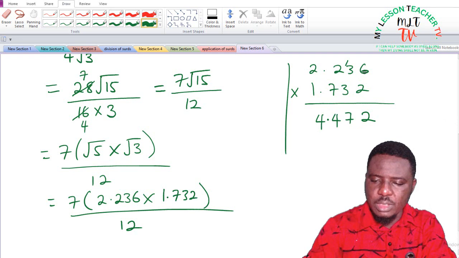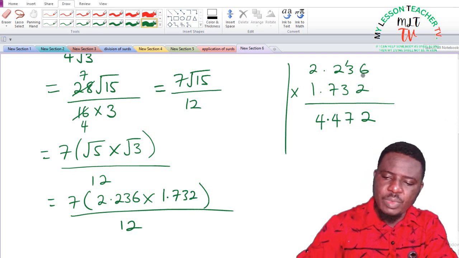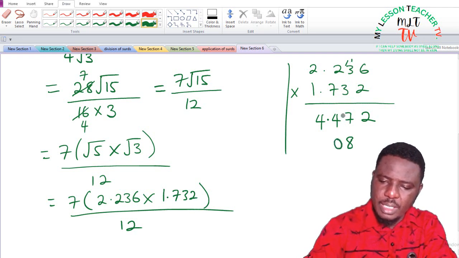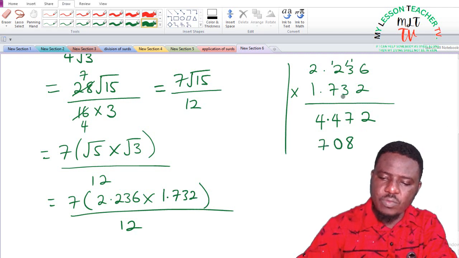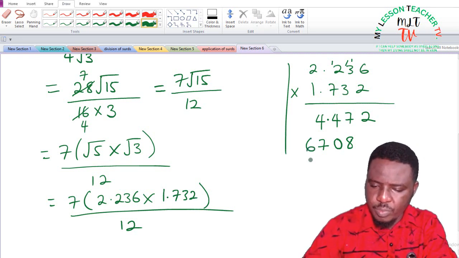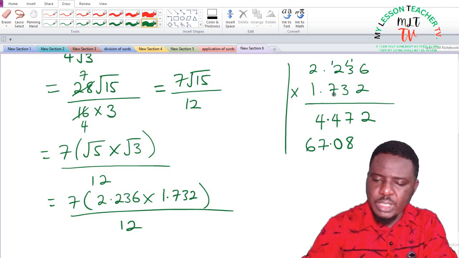3 times 6 is 18. You write down 8 and carry 1. 3 times 3 is 9 plus 1, 10. You write down 0 and carry 1. 3 times 2 is 6 plus 1 is 7, while 3 times 2 is 6. This is the point. We do the same with 7.